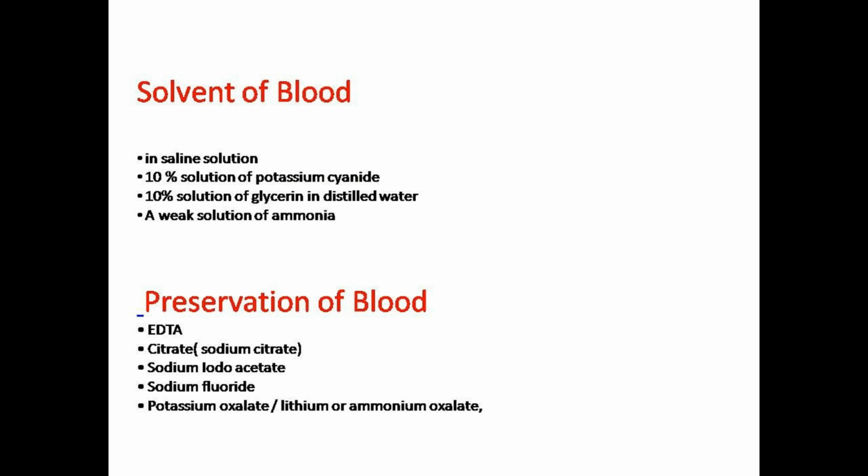All the swabs which are collected should be arranged in a sequence as they were collected, and should be kept properly labeled. Now, to preserve the blood, it can be preserved in various solutions, like sodium fluoride solution, potassium oxalate, lithium or ammonium oxalate, EDTA, citrate, sodium hydroacetate, and all the preserved blood samples should be kept at 4 degrees Celsius.